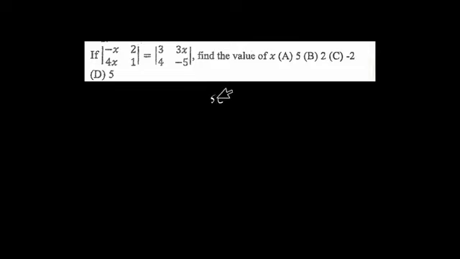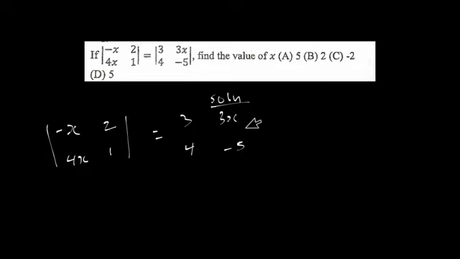Now we have the solution. Let me write the solution out. Let's write the first matrix here. The first matrix has minus s, 2, 4s, and 1. Let me draw the brackets here. The second matrix, which is equal to it, has 3, 4, 3s, and minus 5. That is B. Let me draw the brackets like this. Now let's solve it.